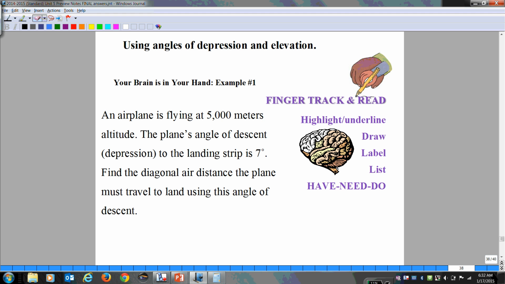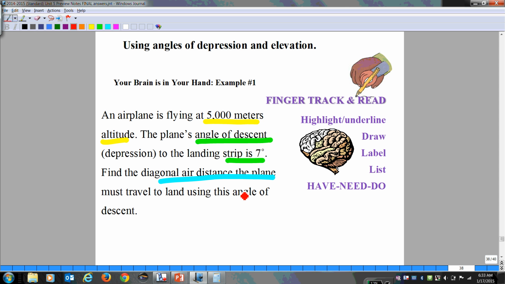Finger track and read. It says, an airplane is flying at 5,000 meters altitude. The plane's angle of descent to the landing strip is 7 degrees. That would be an emergency fast landing. Normally it's not more than 5. We want to find the diagonal air distance the plane must travel to land using the angle of descent.